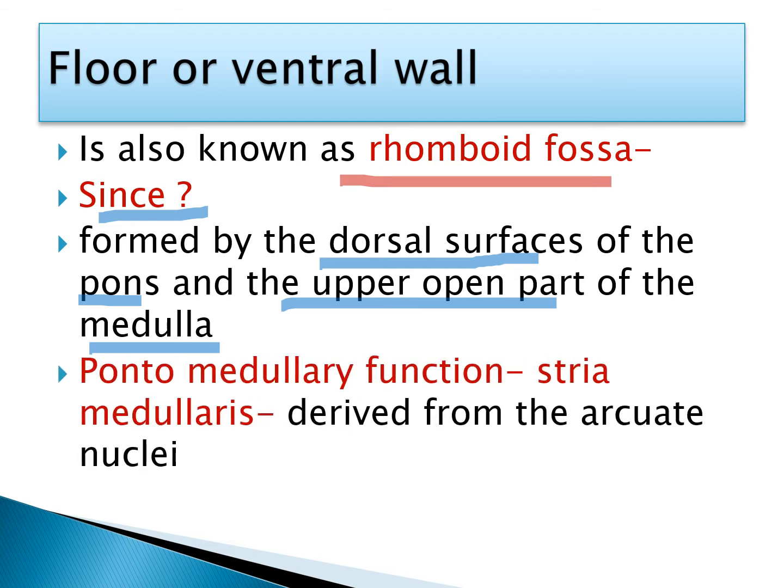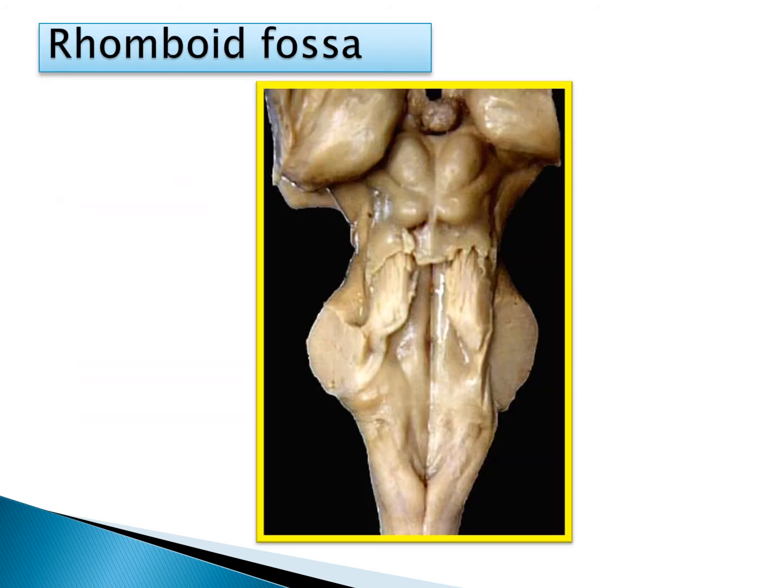How will we know the pontomedullary junction? That is marked by the stria medullaris, which is derived from the arcuate nuclei. So we have completed how the rhomboid fossa is formed. Why it is called rhomboid fossa we have covered. We will see the details of the rhomboid fossa continuously.